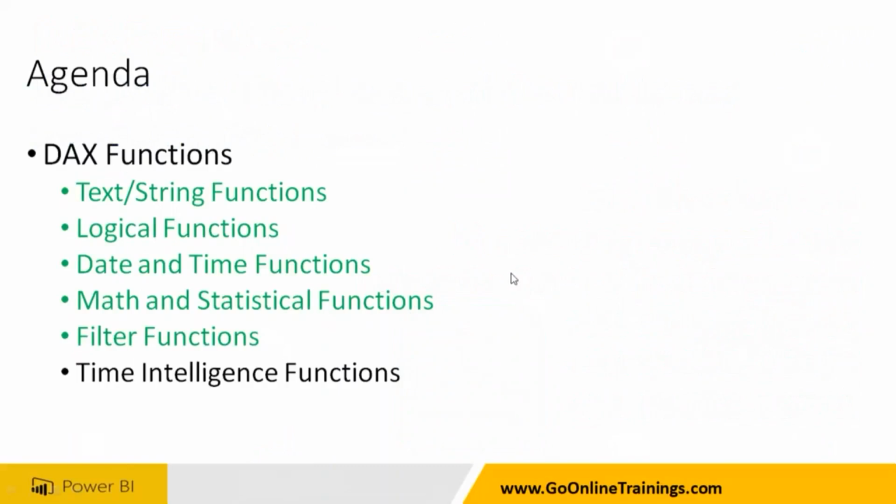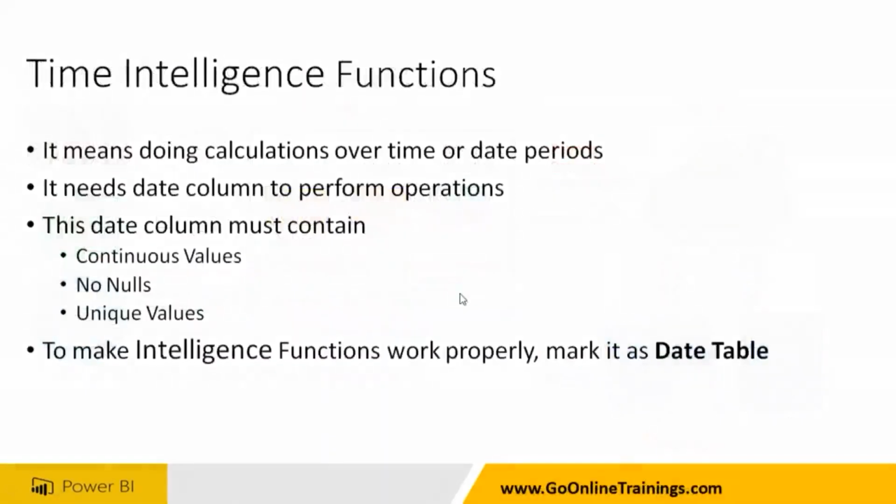But what is the meaning of time intelligence functions? Time intelligence means doing the calculations over time or date periods. Time means I'm talking about order date, sales date. If you want to do some kind of calculation on time or date periods, that kind of function is called a time intelligence function.